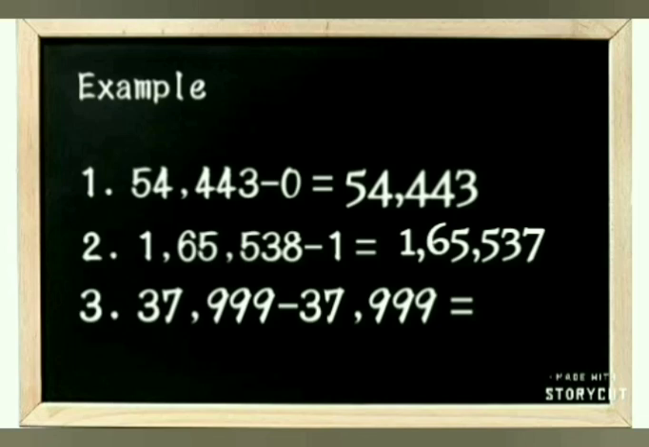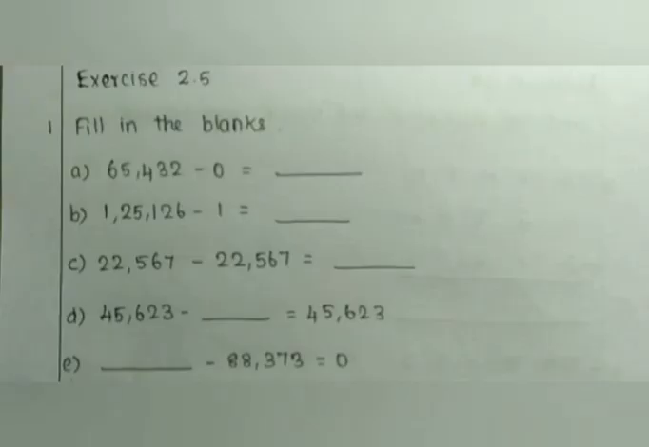Third sum, 37,999 minus 37,999. According to the property of subtraction by itself, if a number is subtracted by itself, the result will be 0. So on both the sides we are having the same number. So the answer is 0.